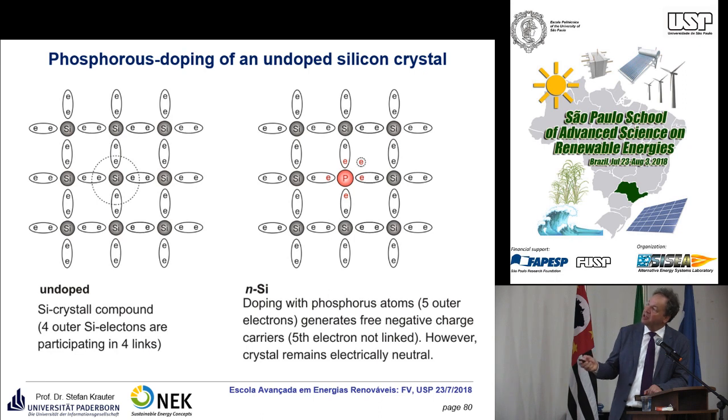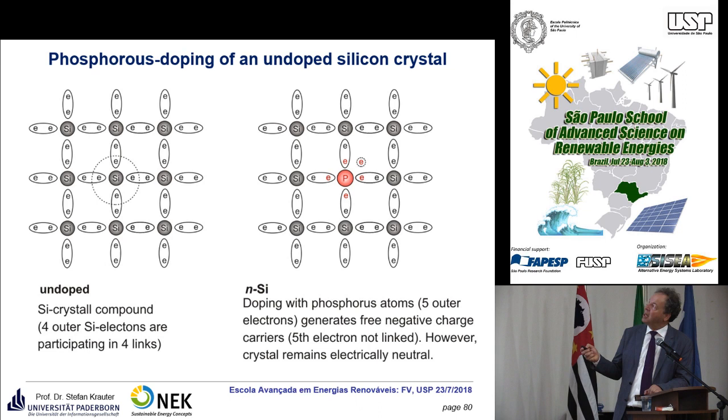So this is the original silicon. And then you have the so-called n-doped silicon, with a phosphorus atom. The silicon has four outer electrons. And these four outer electrons combine perfectly in a tetrahedral form with its neighbors. So all outer electrons form a link with the neighbors.